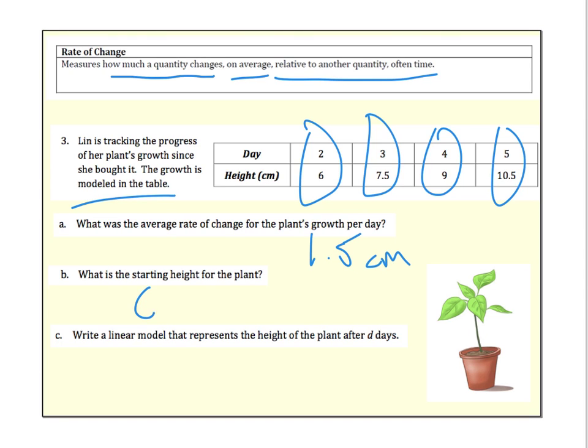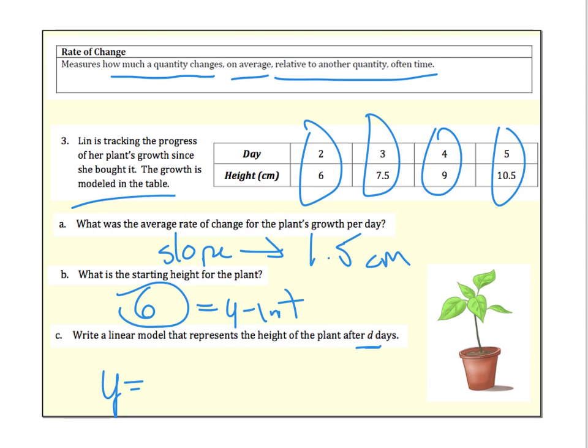What is the starting height? 6. Write a linear model to represent the height of the plant after D days. Well, this is my starting value, which is like the y-intercept, and the 1.5 is my rate of change, which is like my slope. So this is actually going to be y equals 1.5x plus 6. All right, now you could technically calculate how big the plant was on day 0.